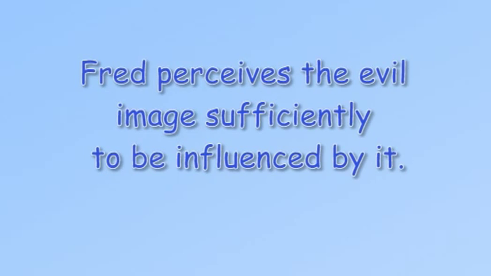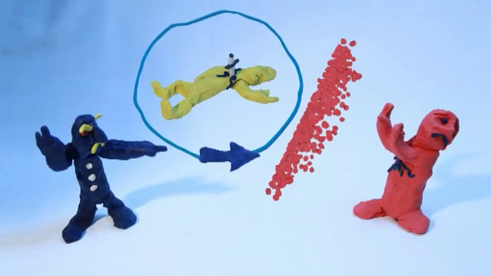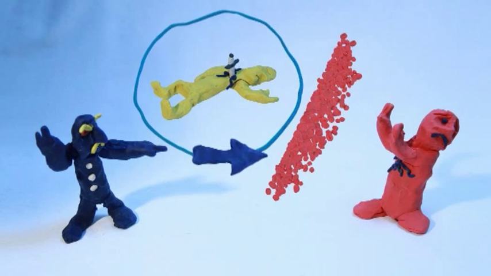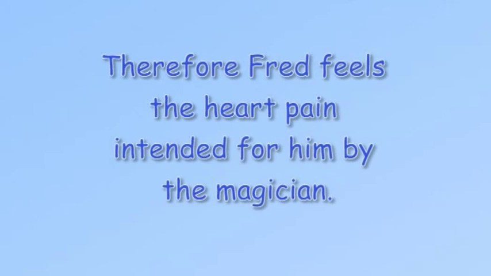Fred perceives the evil image sufficiently to be influenced by it. Yet he refuses to become fully aware of it. He represses it. This is why the image can take an effect on him. Therefore Fred feels the heart pain intended for him by the magician.